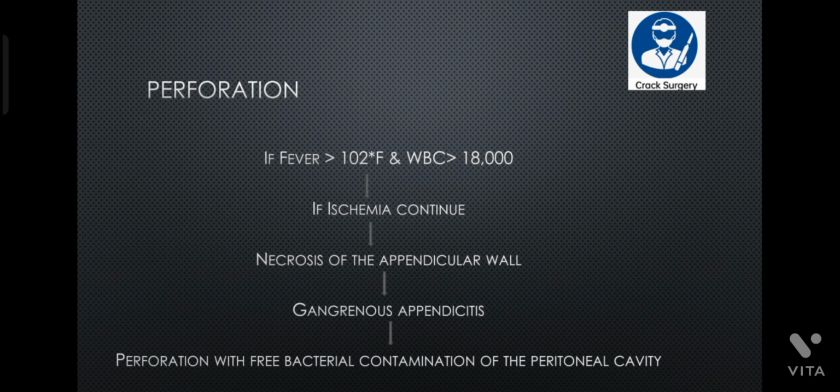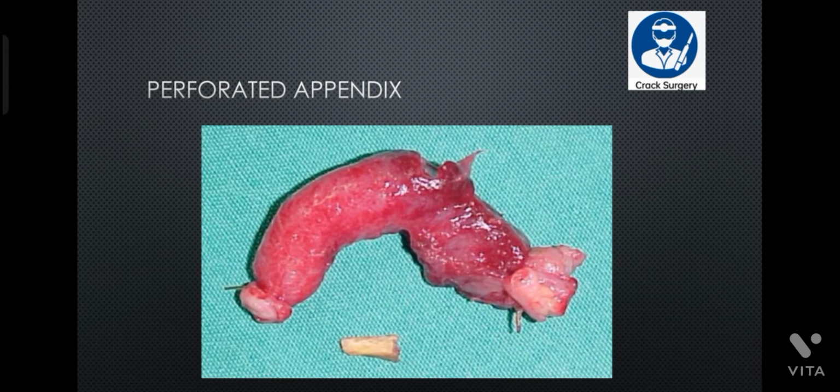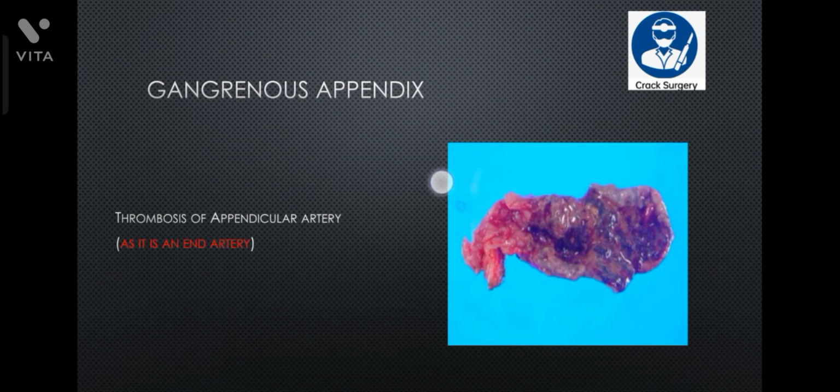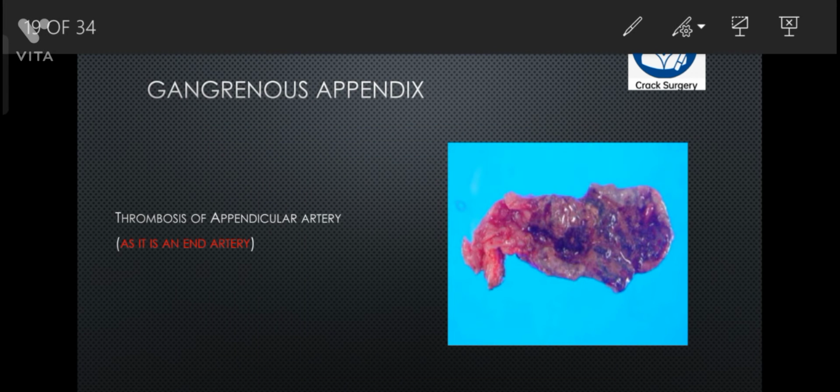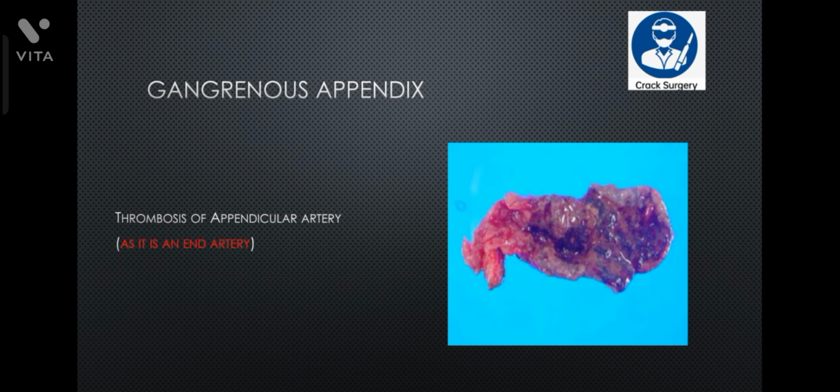Now we can see here, incidentally, there is a site of perforation of the appendix. This is a gangrenous appendix because the appendicular artery is an end artery.